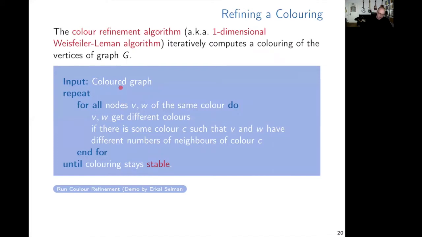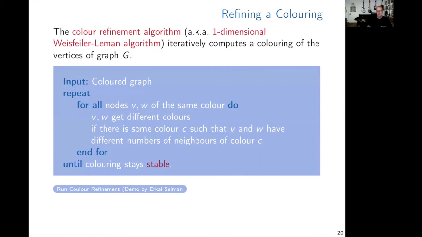So the input to the algorithm is a colored graph, or if it's uncolored, we just say all vertices have the same color, okay? And then we go into a loop, and in each iteration of the loop, we check for all nodes that still have the same color: is there some other color such that they have a different number of neighbors of that other color? Then they get different colors.